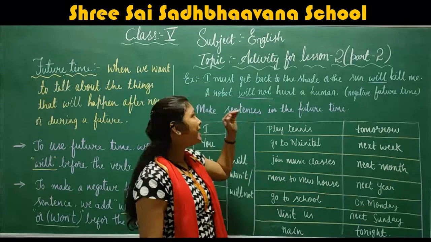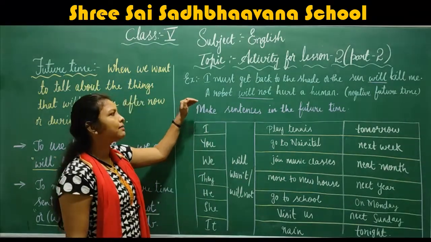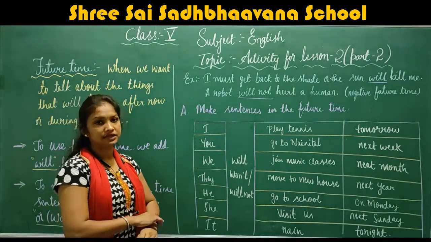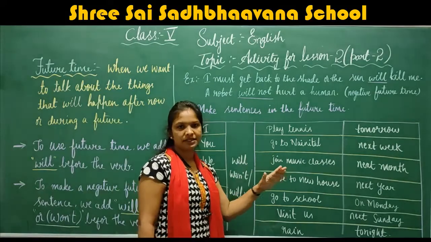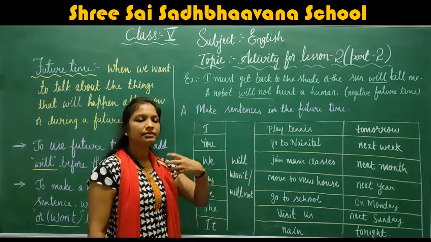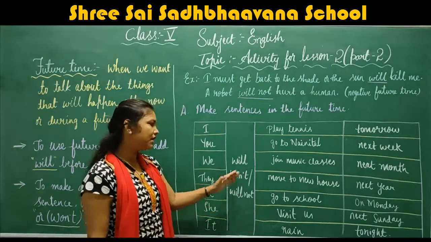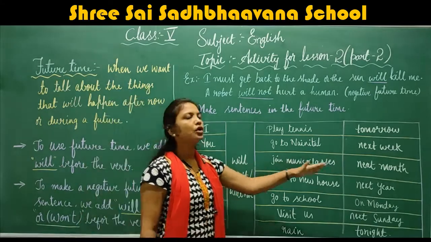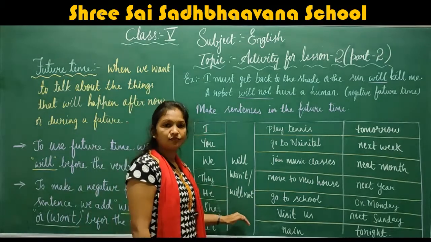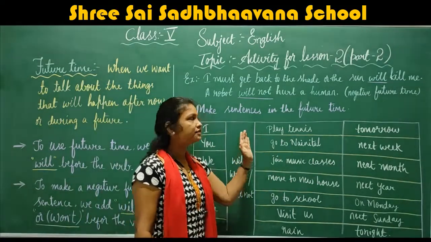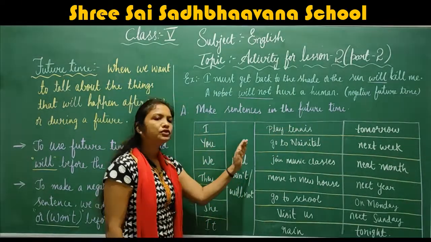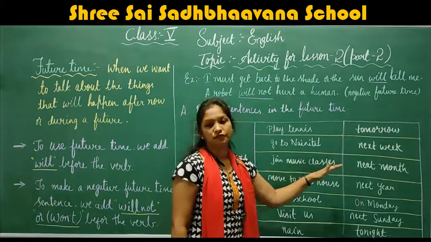Did you understand, children? Based on this future time and negative future time, in your textbook on page number 29, they have given an activity. So here we have 4 columns, right? In these 4 columns, the first column is pronouns, next is the word which makes the sentence future time, that is will or won't or will not. Then the other 2 columns are the sentences. We have to use these pronouns and will and won't, and frame the sentence into future time. Okay, we can frame the sentence into future time or into a negative future time.